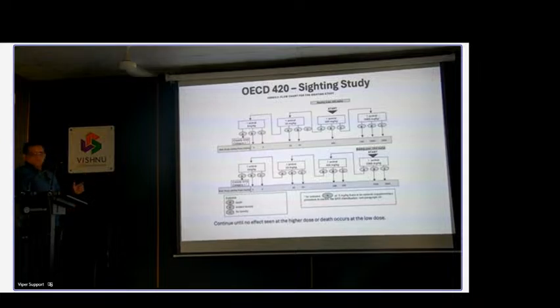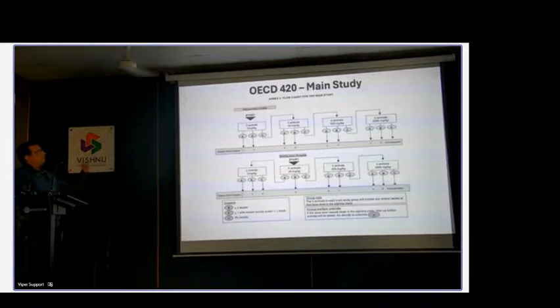This is the sighting study. Once you have this one single animal or a couple of animals' data, then you go to the main study, in which you would use 5 animals. Your classification is different here. If it is 2 or more deaths, then you would end up with the same dose. But if it is less than 1 animal, then you would classify differently. And if there is no toxicity, you can go further.